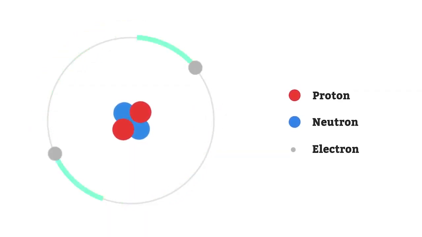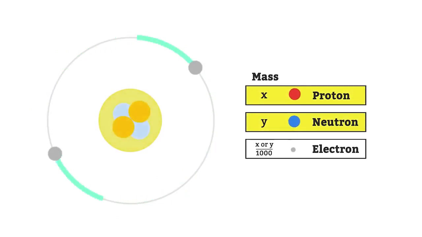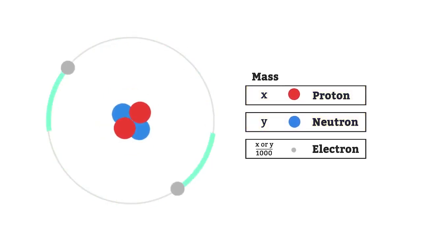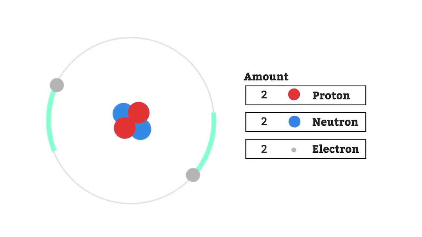The mass of an electron is about 1,000th of the mass of a neutron or proton, which means that almost all the mass of an atom is concentrated in the center at the nucleus. Because the mass of the proton and neutron are so much bigger than the mass of an electron, we say that the mass of an electron is essentially zero. We define elements based on how many protons they have. The number of protons cannot change.